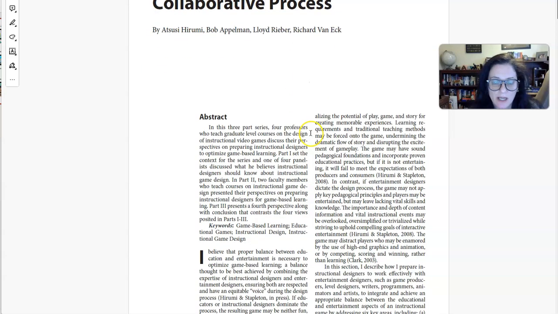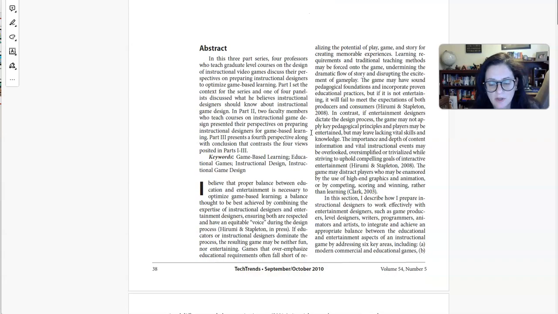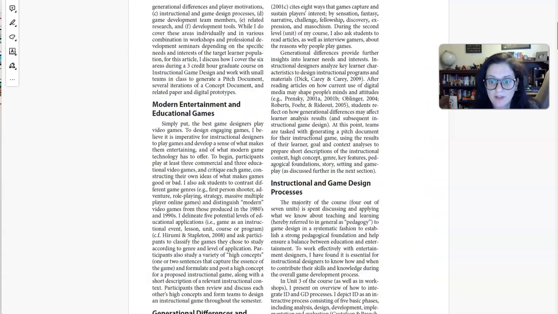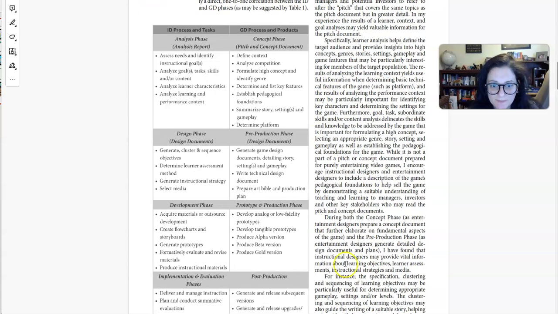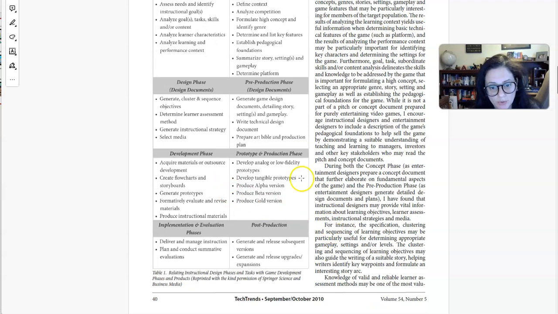I've read a lot, and you know what it's like, so I had to reduce everything to something really small. What I chose was this over here. This combines the instructional design, ID is for instructional design, and the game design, which is what we did. So start with analysis, which is concept, and then design, pre-production, development, prototype, implementation, and post-production.